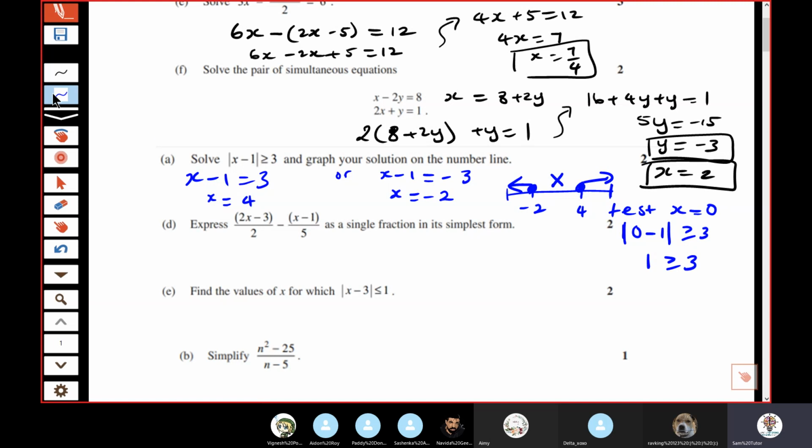So there's your graph, and there's your answer that we're looking for if it was written algebraically. X is less than or equal to negative 2, and x is greater than or equal to 4. Any questions there? Anyone confused at any steps with that? Maybe here when we're testing.